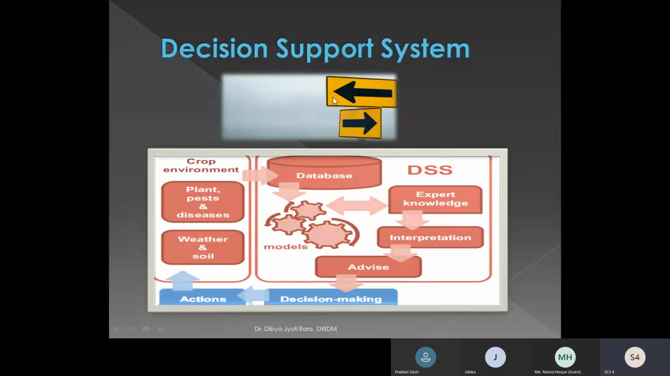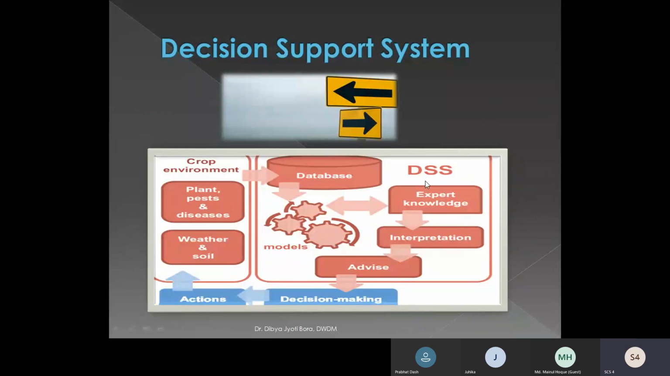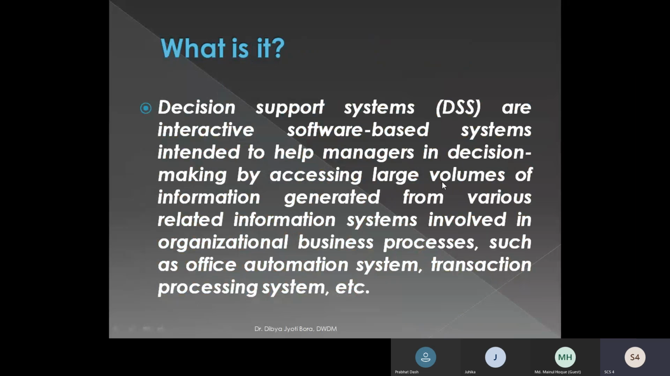So this is known as a decision support system, right? DSS. So what is it exactly? We have just analyzed this diagram, but how do we define it textually? Decision support systems, DSS, are interactive software-based systems intended to help managers in decision making by accessing large volumes of information generated from various related information systems involved in organizational business processes, such as office automation systems, transaction processing systems, and so on.